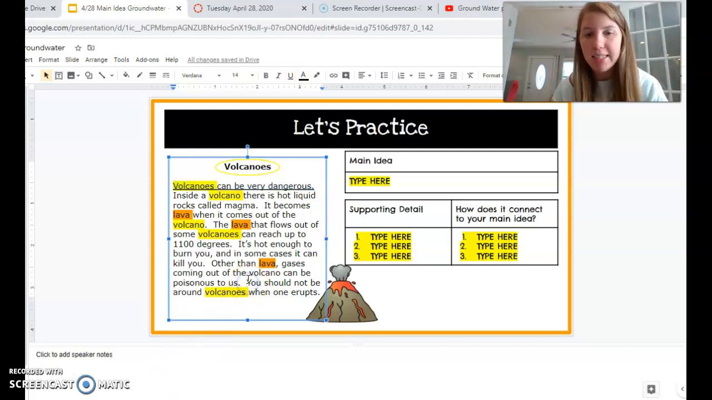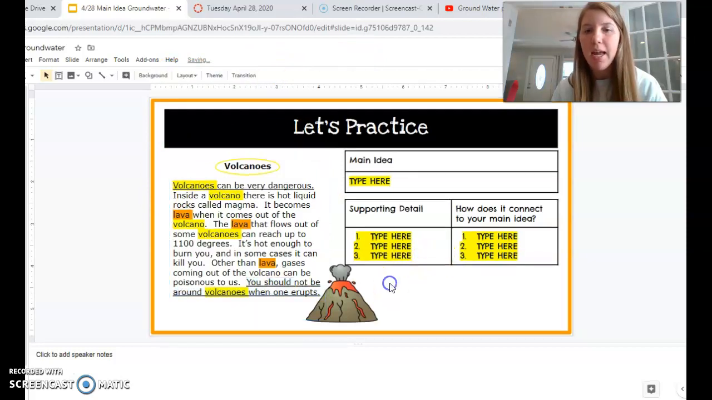And then let's look at our last sentence. You should not be around volcanoes when one erupts. Now, I think that's true too. Should we be around a volcano when one erupts? No, and why shouldn't we? Because the lava or the poisonous gases can hurt us or harm us. So is this last sentence the main idea? You should not be around a volcano when one erupts? Not quite, because it's not telling me why I shouldn't, okay?